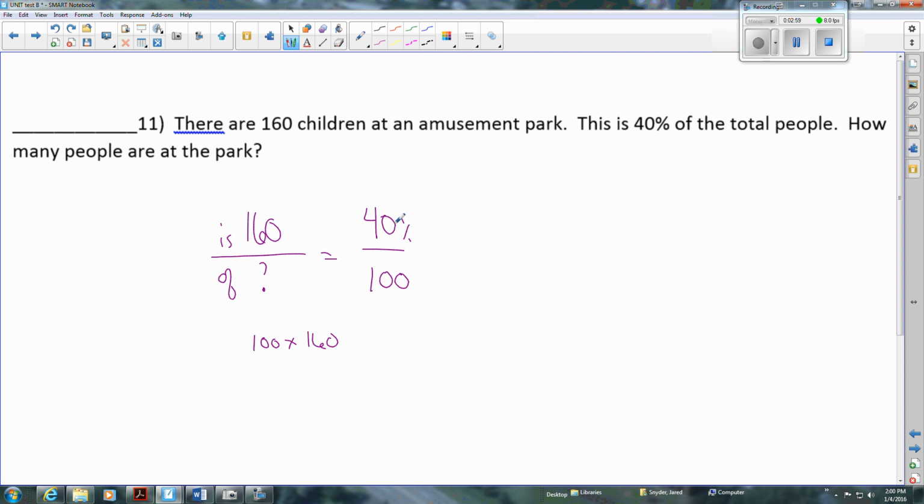Number 11, there are 160 children at the amusement park. This is 40% of the total people. How many people are at the park? We know that 160 is going to be a part. You don't have to do is or of over this one. This one would be better suited if you did part over whole. And we know that 160 is a part, and the whole is what we're looking for. Equals, we know that 40% is the part over 100. And if you crisscross divide this one, 160 times 100 divided by 40, you end up with 400. I'll circle that.